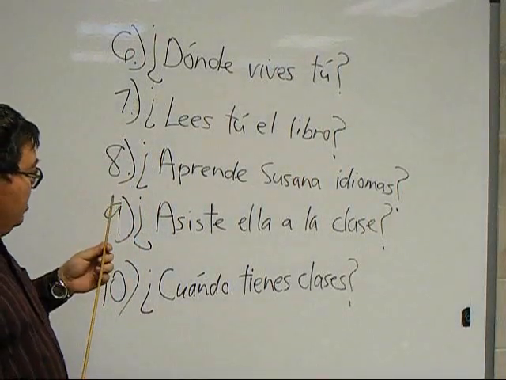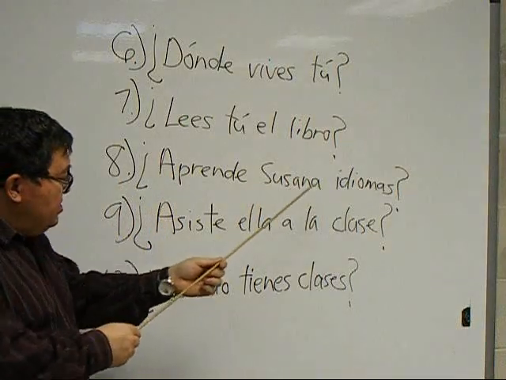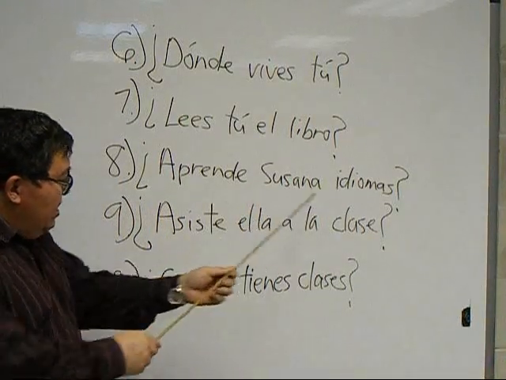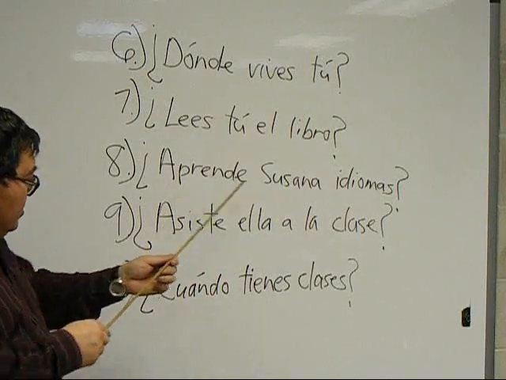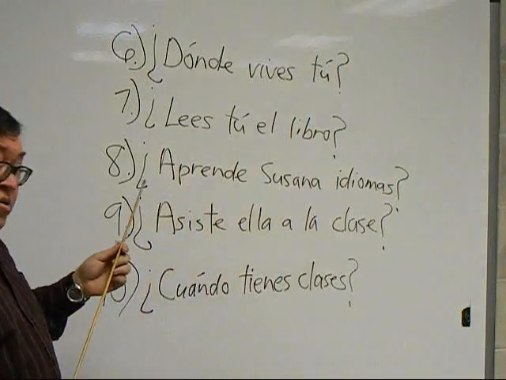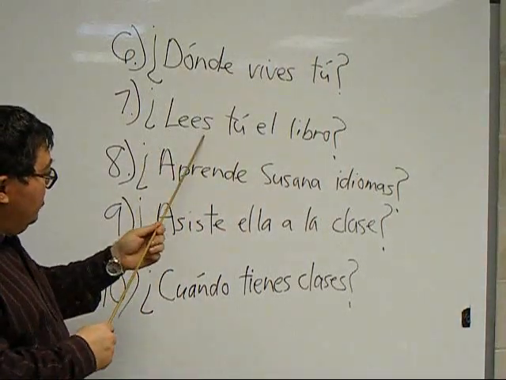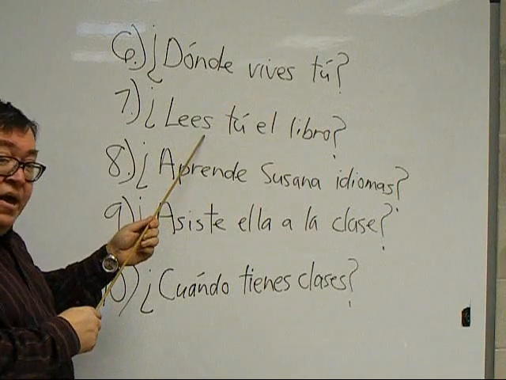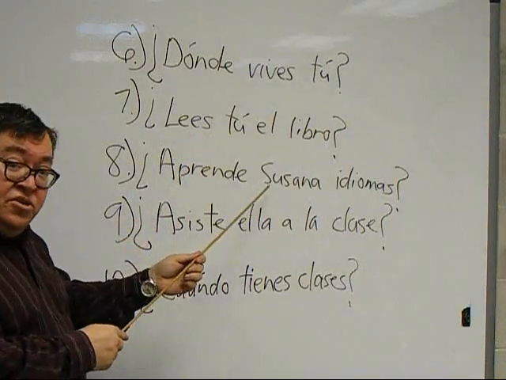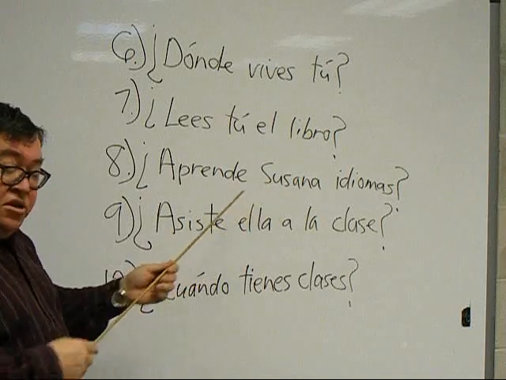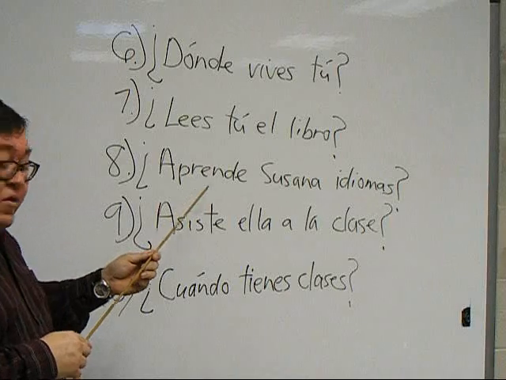Number 8. Aprende Susana idiomas. Learns Susan languages. Or is Susan learning languages? There's my subject. Okay, so I want to say, yes, Susan is learning languages, or no, Susan is not learning languages. Notice that when I ask a question like number 7 to you, you answer with the I form of the verb. But if I ask you about Susan, someone else other than you, whoever that might be, Susan in this case, you're going to use the same verb in your answer that's in the question.